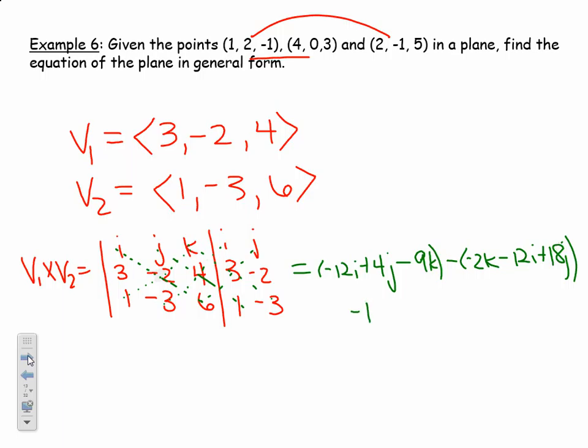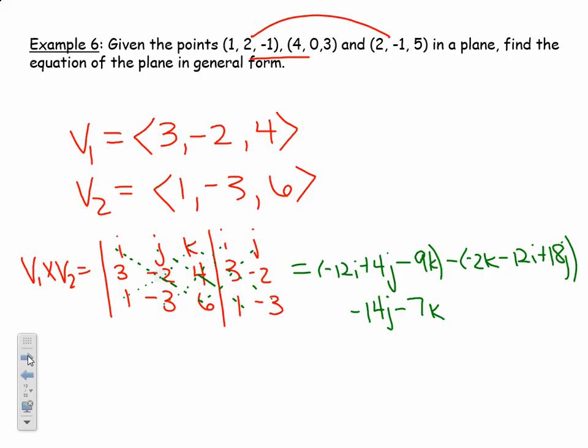Negative 14, 14 k's? 7. Now, it is possible, depending on how you chose your vectors, you could have gotten positive 14j plus 7k. Still perpendicular to a plane, just in the opposite direction. Okay, so now we can take that with any of those points.